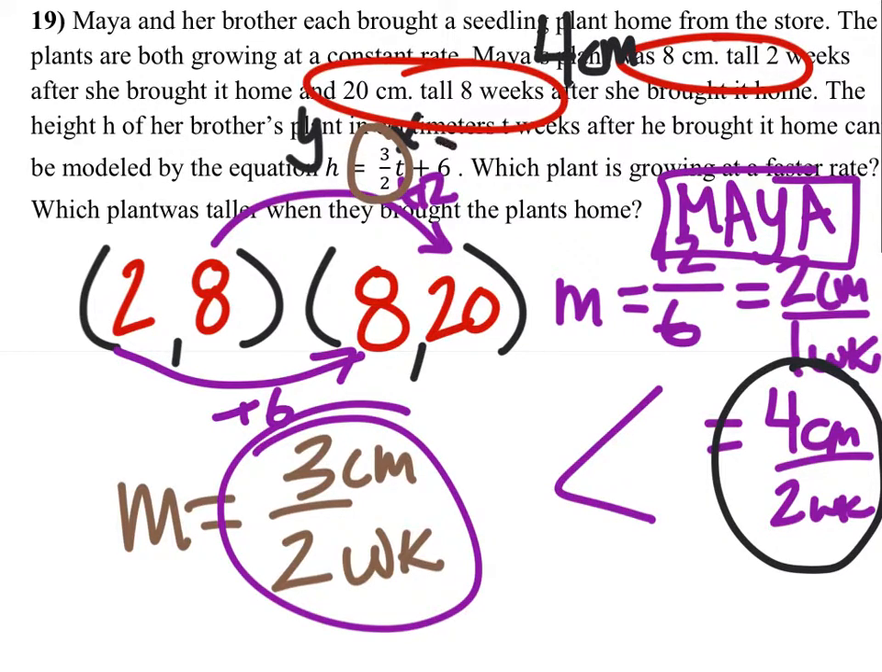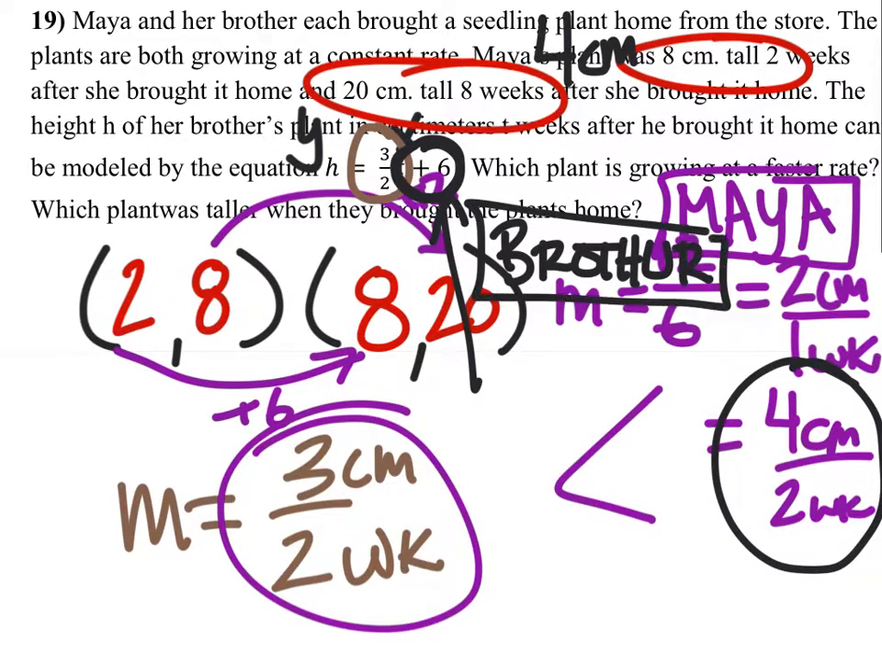The equation tells us how tall her brother's was because that's the y-intercept. His was 6 centimeters. So which plant was taller? Brother's. Bam.